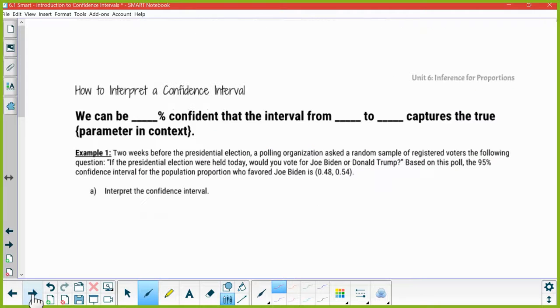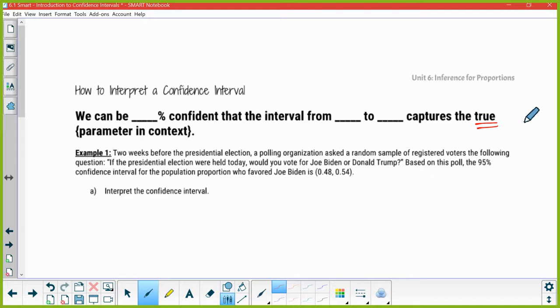So how do we interpret a confidence interval? This bolded part on your page is how you interpret it every single time. Anytime you are asked to interpret a confidence interval, this is the structure you should follow. We'll say we can be however many percent confident the question is asking. 95% is the most common one. We can be 95% confident that the interval from, this will be your lower bound, to this, your upper bound, so the interval from 0.02 to 0.03 captures the true.